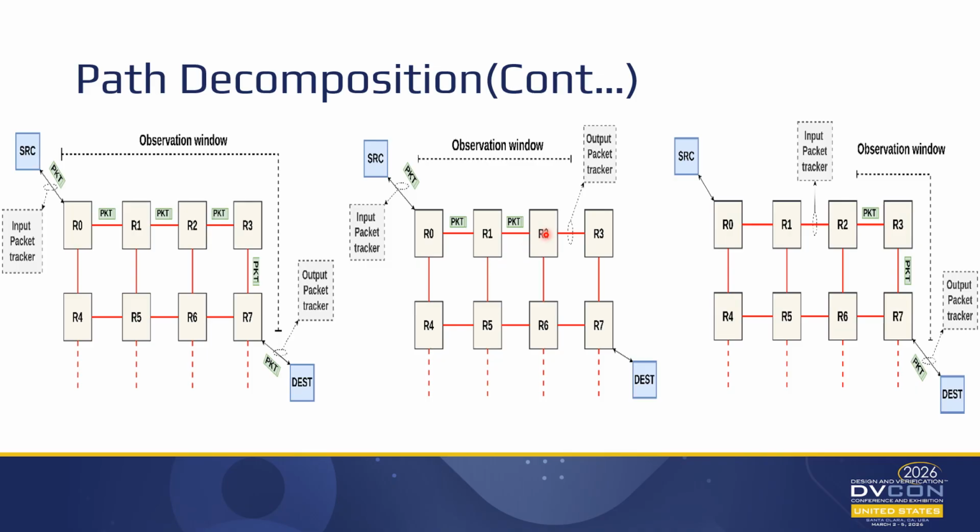We see that the packet has been injected at R0. It traverses from R1 to R2. We see that the packet we see at R2 is the packet destined for R7. So we verify, okay, the packet destined for R7, we can see that packet at R2. This output packet tracker shows us that the packet has arrived.